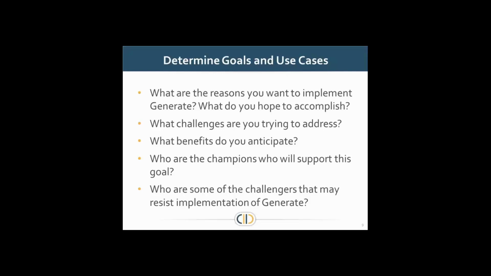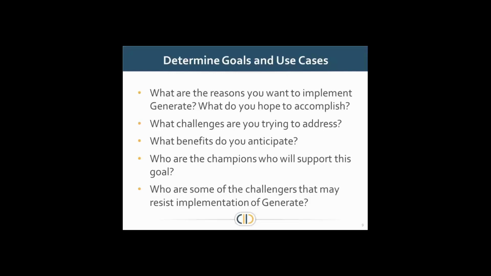There are a number of different questions that you can ask yourself as you begin to define the use cases and the goals. One of the things that we suggest is that you gather a team of folks together to do this, particularly folks who may have a strategic viewpoint to help look at that big picture. You may want to ask yourself some of the what and why questions. What are some of the reasons that you want to implement Generate? What do you hope to accomplish? What kinds of problems are you trying to solve or challenges are you trying to address? And also, what kind of benefits do you anticipate? And begin to talk through all of that.